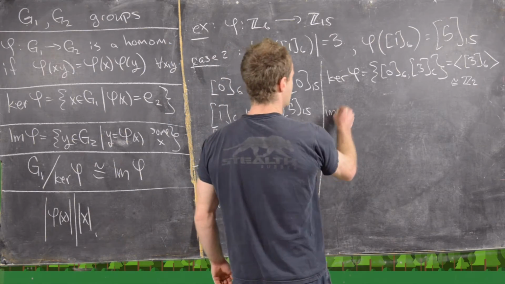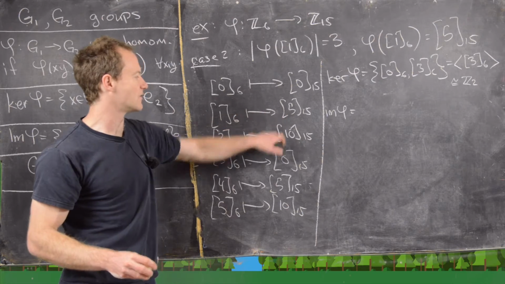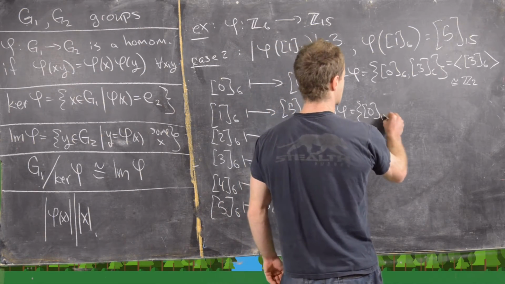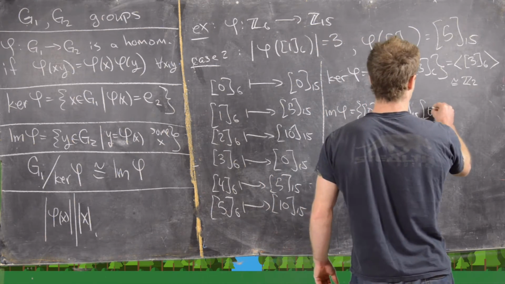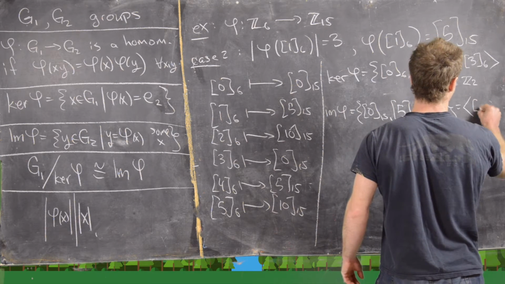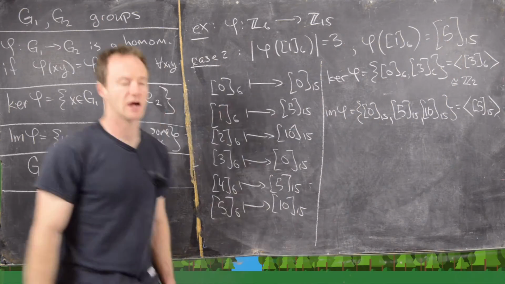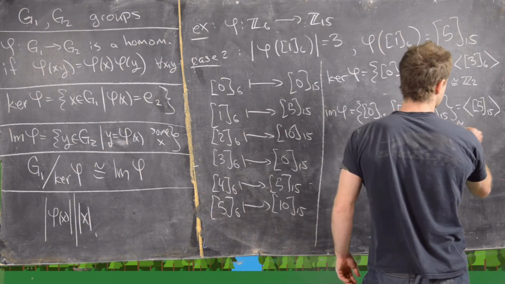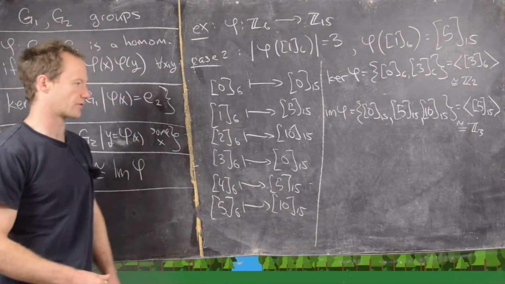And now notice that the image of phi is given by the following. We only hit the elements 0, 5, and 10. So we can write that down. So 0, 5, and 10. But notice that is the cyclic subgroup generated by the equivalence class of 5, which for what it's worth, is isomorphic to Z3, because it has order 3.